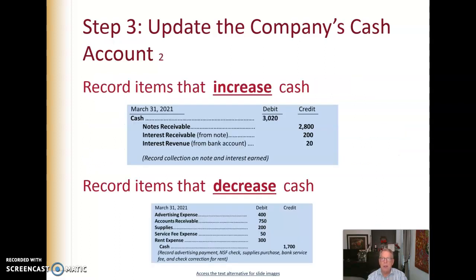This is probably a good time for us to stop video number 4 here, and when we return, we will look at the journal entries that we need to make to adjust the company's side of the bank reconciliation.